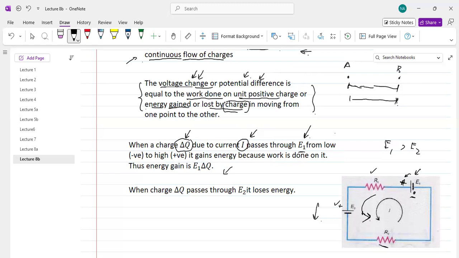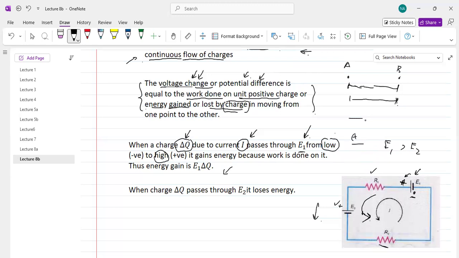As we started from this and go from the negative terminal to the positive terminal, what does this mean? This means that the negative terminal is at low potential and the positive terminal is at high potential. So we move from low potential to high potential. And whenever we move from low potential to high potential, we must supply energy to the positive charge.